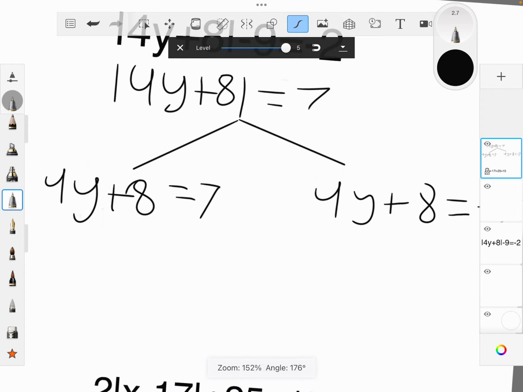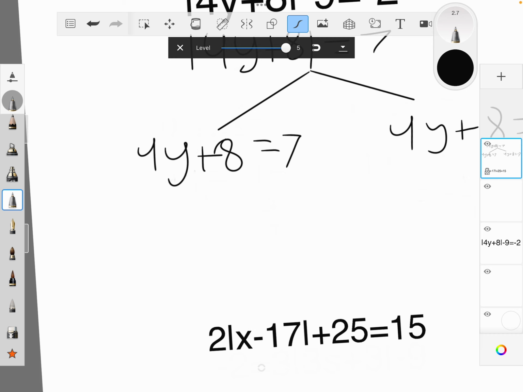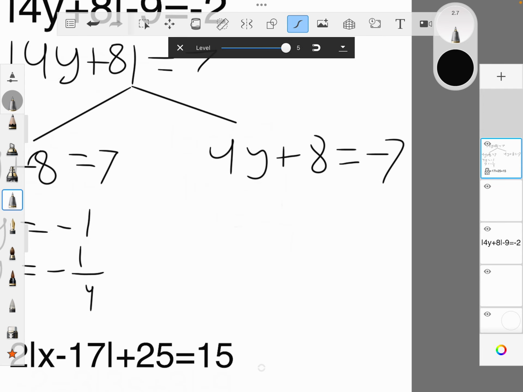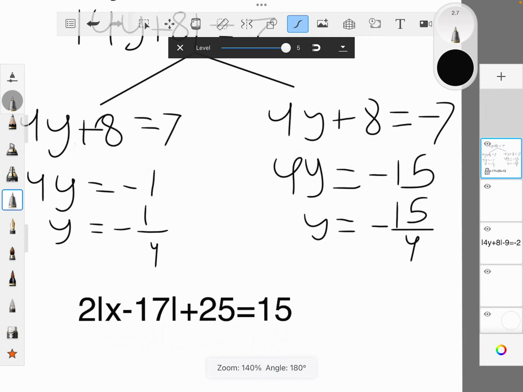Okay, now we just solve like a regular algebraic equation. So that would just be 4y equals negative 1. Y equals negative 1 divided by 4. So that's negative 1/4. The other equation would be negative 7 minus 8, which would be negative 15. Y would then equal negative 15 over 4, and you obviously can't simplify that.